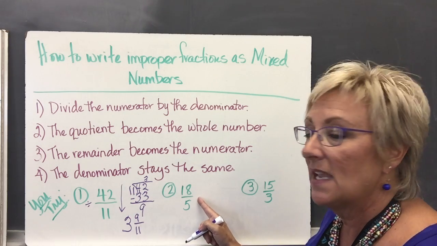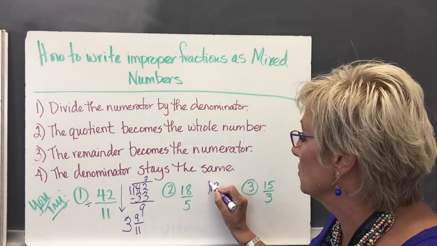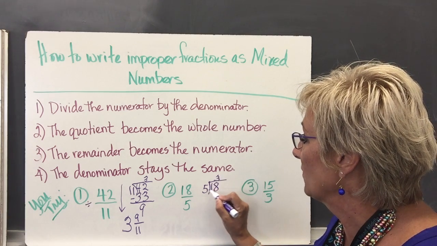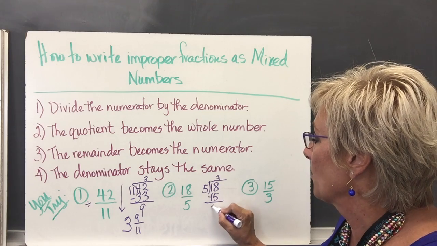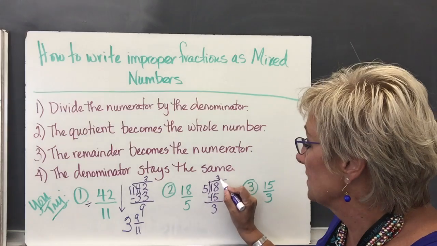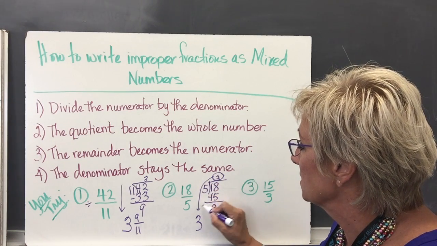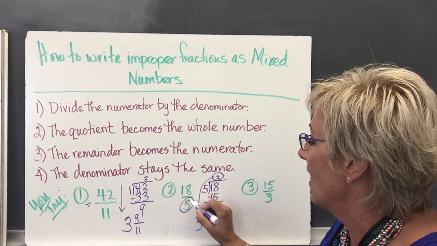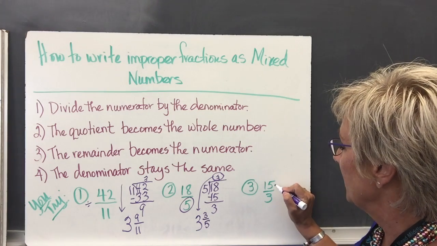You're going to do the same thing here with the 18/5. I'm going to take 18, and I'm going to divide it by 5, and I know that 5 times 3 gives me 15, so 3 times 5 is 15. Subtract 15 from 18, and I get 3. 3 is going to be my new numerator. 3 is my whole number. This is where I got my whole number from, up here in the quotient, okay? 3 is going to be my new numerator, and I had a 5 as my denominator, so that stays as 5.